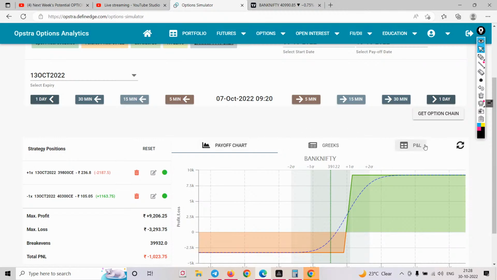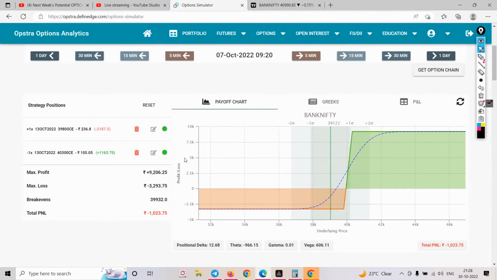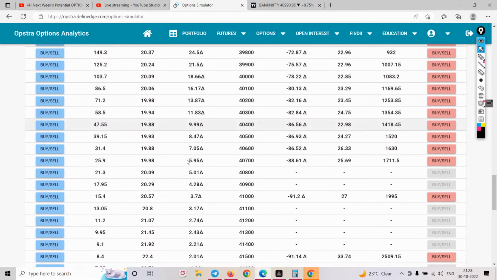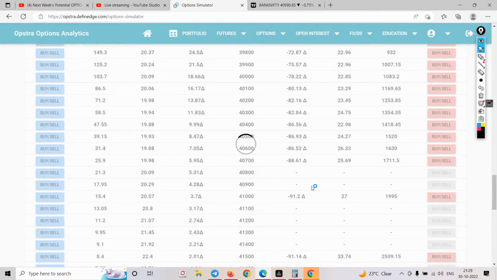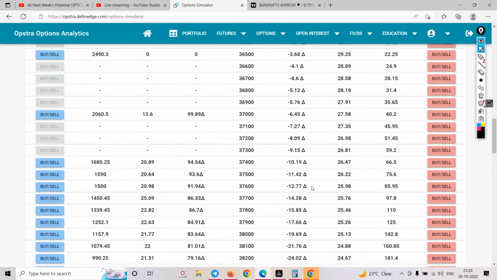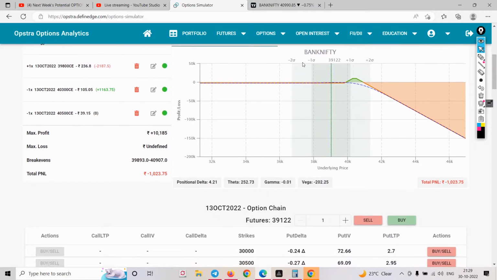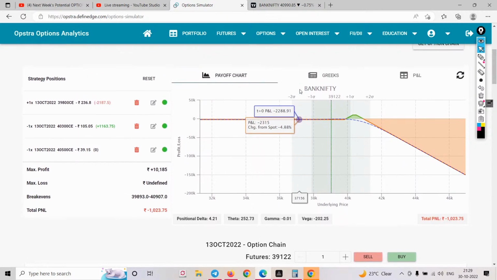Just as an experiment, I'll go to the option chain and sell 40 rupees call. I'm not sure I'm doing it right. Okay, 39, let me sell this. The moment we do this, the loss will be mitigated, right? Now the loss is only 2,300.